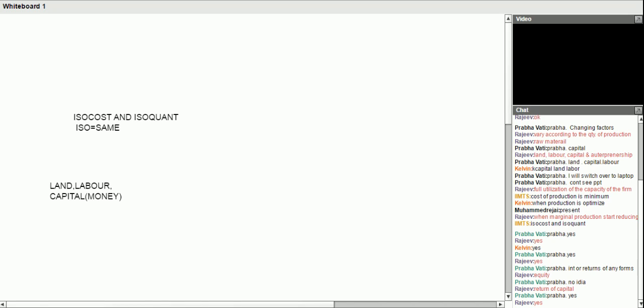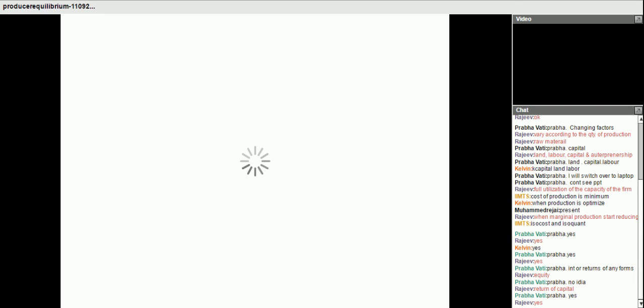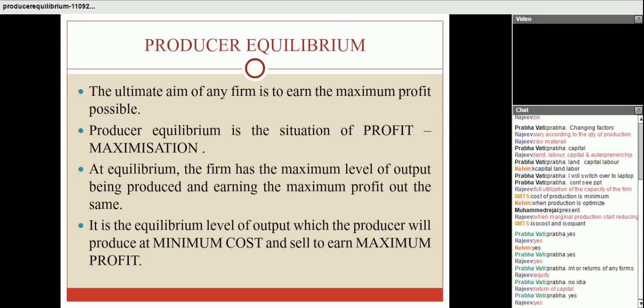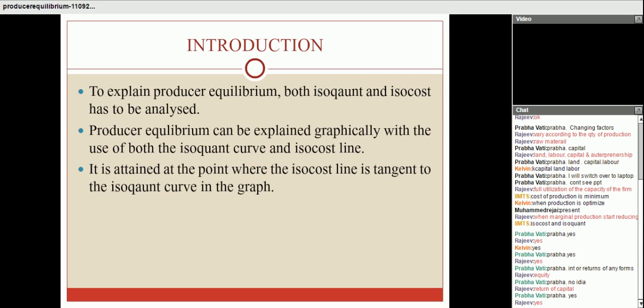So that is the cost of the factors of production for the producer. Labor and capital are the two factors which can be varied in the long run, and practically land can also be varied, but we focus on labor and capital only. So now we are going to study the production with the help of labor and capital. So let us start with this. To explain the producer equilibrium, both isoquant and isocost have to be analyzed.